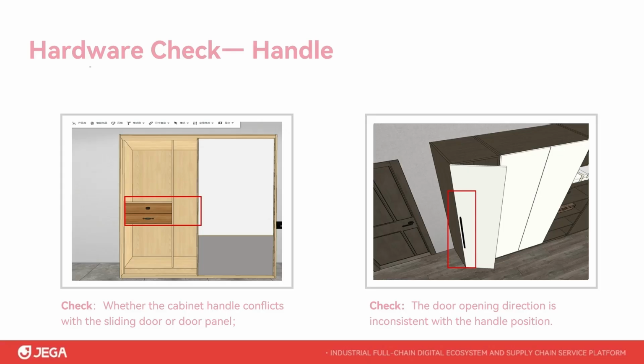When you're checking the handle, you need to make sure that the cabinet handles will not conflict with the sliding doors or the door panels. Also, you need to check the door open direction. Also, you need to make sure that the handle position is right.